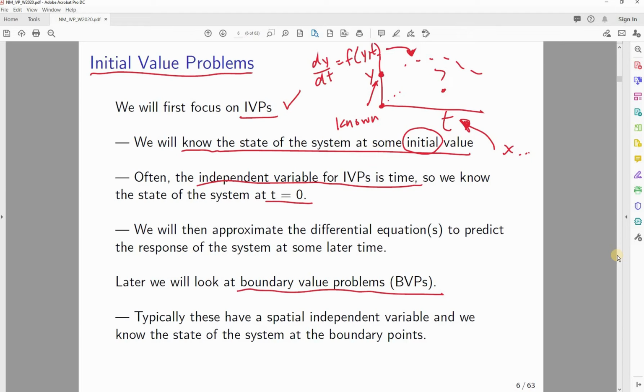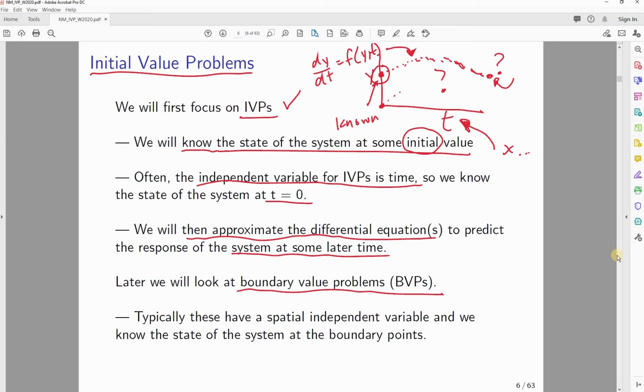All right, and then as I said, we're going to approximate the differential equation numerically to predict the system at some later time. So again, same sort of thing. We're starting with some sort of known value, and we want to know at a later time what is the velocity, or what is y, or whatever angle or variable of interest we care about.